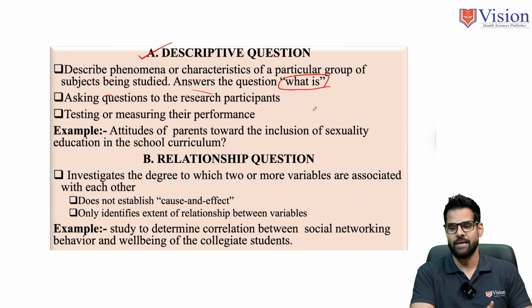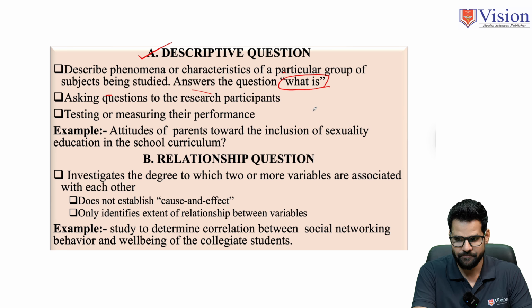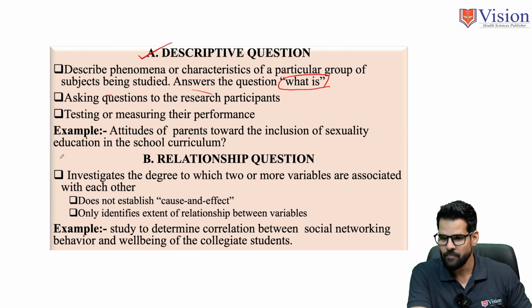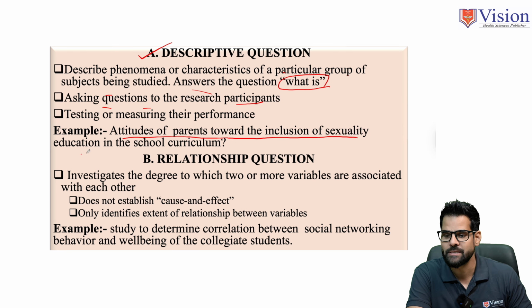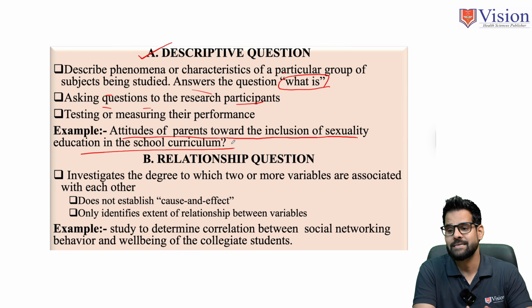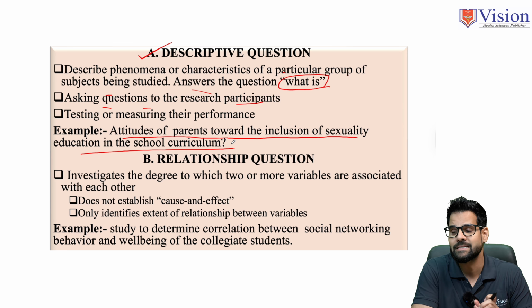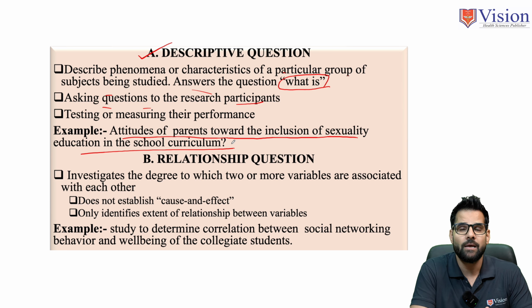Like asking a question to the research participant, for example, attitude of the parent towards inclusion of sexuality education in the school curriculum. That is a descriptive kind of question where I describe something. Like for example, what is the prevalence of anemia in that particular college among students? So when you have that kind of questions, your purpose is to describe the variables.